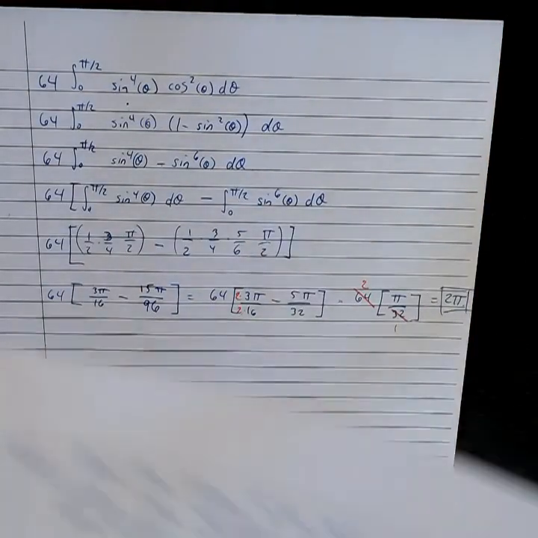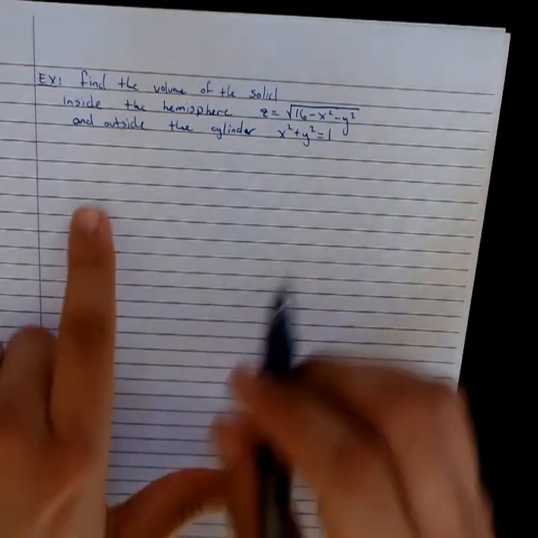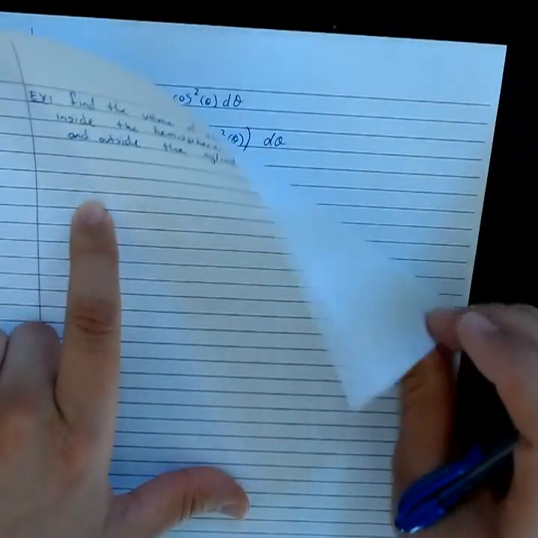All right, now let's take a look at another example here. We're going to find the volume of the solid inside of the hemisphere and outside of the cylinder. All right, so let's go ahead and give a quick illustration of this.